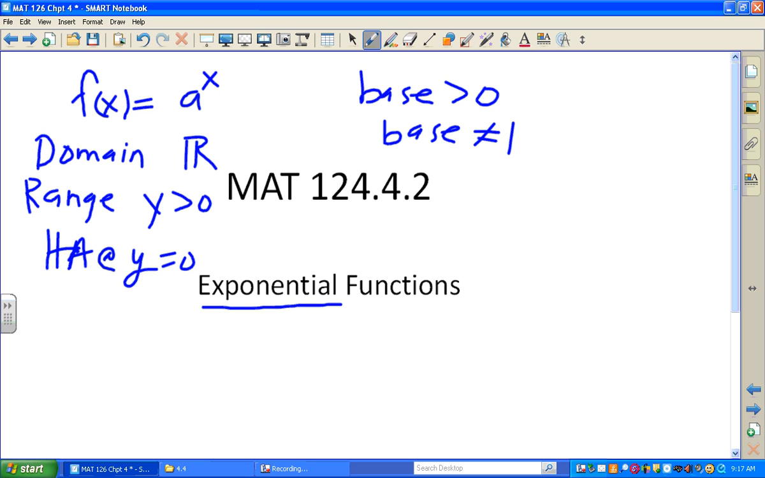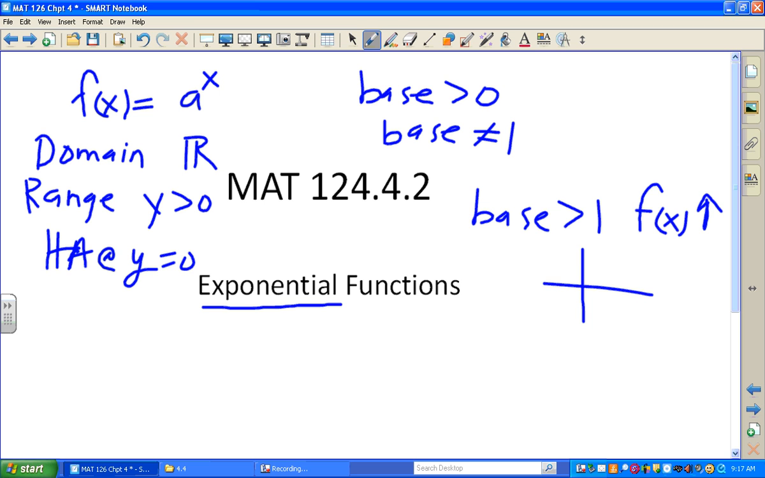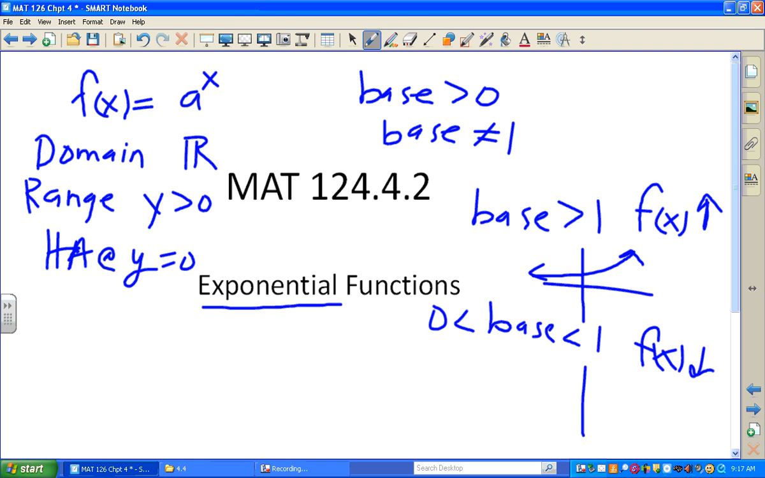What if the base was bigger than 1? Is it an increasing or decreasing function? It's increasing. f of x is increasing, and it looks something like this. What if the base is between 1 and 0? It's decreasing. f of x is decreasing, and it looks something like this.